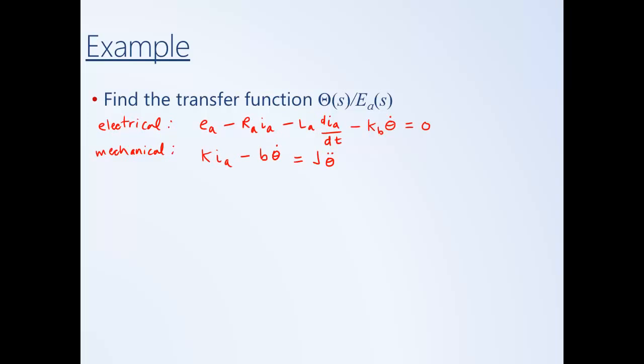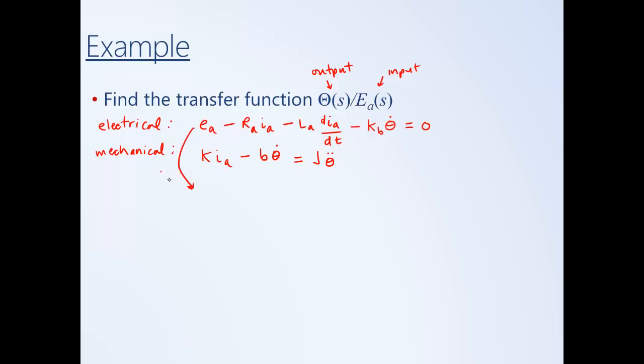So when we find a transfer function, we begin with the differential equations. We make a decision about what's the input and what's the output. That was given. That's our input. That's our output. And think about what the second step of the process is. The next step is to take the Laplace transform of the differential equation, assuming 0 initial conditions.